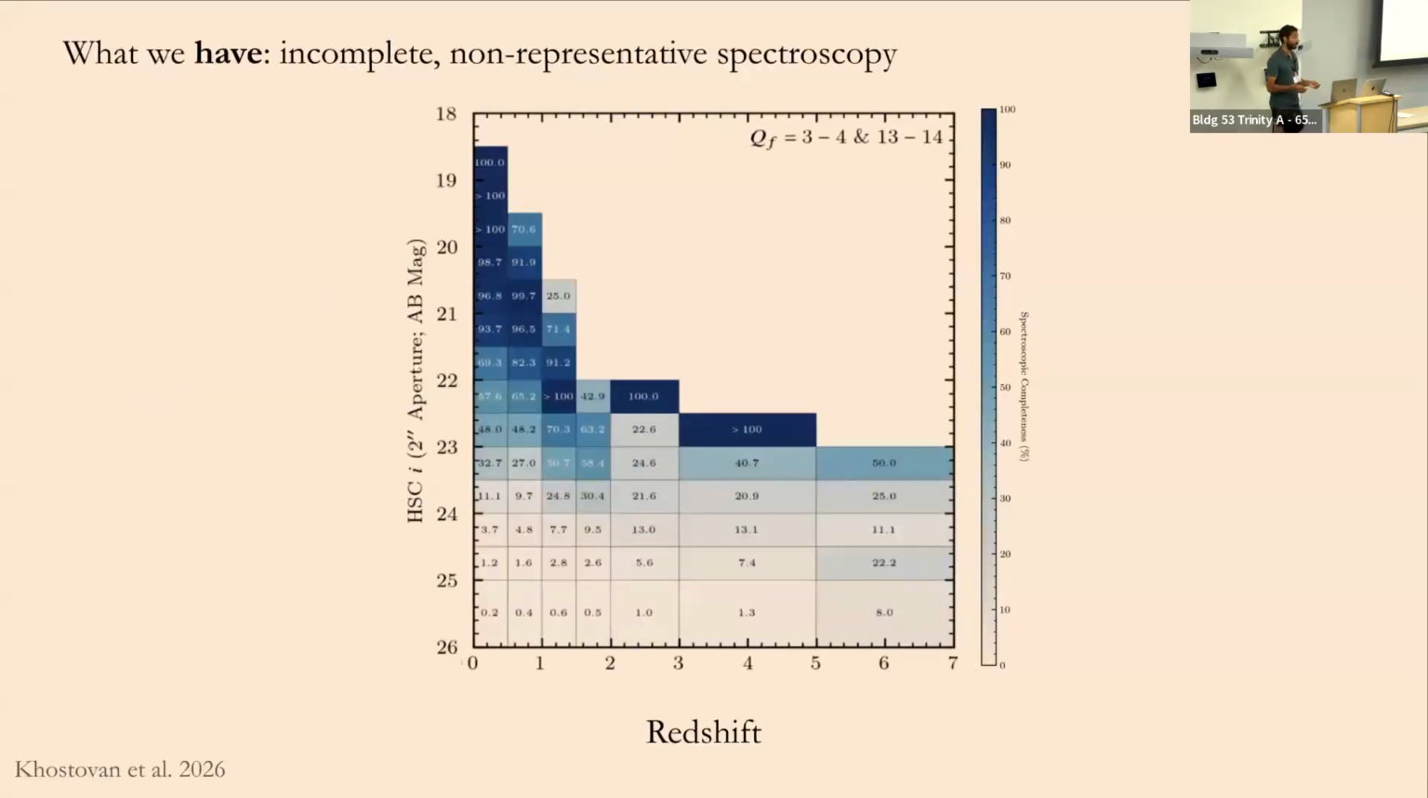So what do we have now? We have incomplete, non-representative spectroscopy. And so this is showing again from that paper, Kozmanyan et al., as a function of photo-z on the x-axis and HSC I-band magnitude on the y-axis, spectroscopic completeness, where white is none and this dark blue is full. This is a mixed sample. This also includes AGN here. But what you'll see here is that at LSST depth, the coverage really just drops off dramatically. And so this is a limitation for our science.